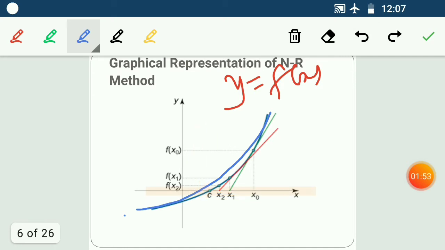So here we are taking a curve y equals f of x, and suppose we have its actual root at point C, represented here. We have to find this point with the help of the Newton-Raphson method. So how are we doing it? First of all, the first step is to find a nearest approximate root. This is our first step, find a nearest approximate root.